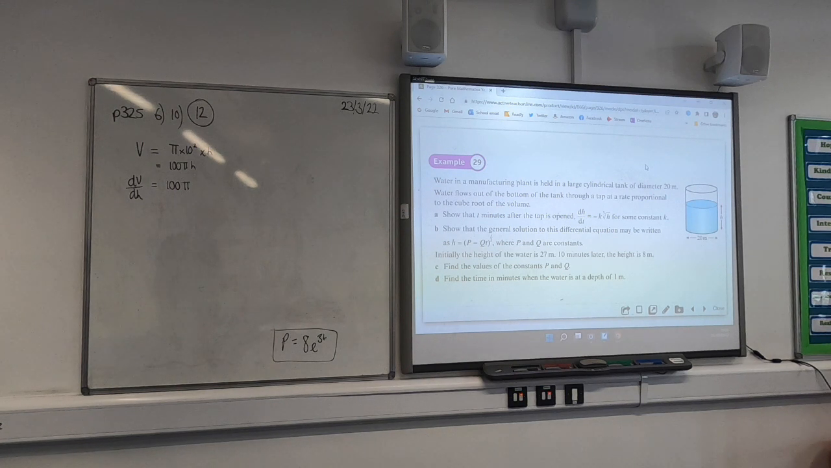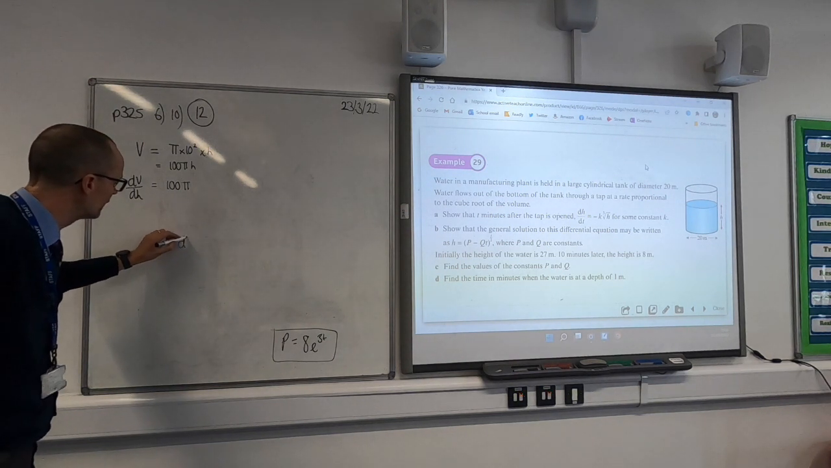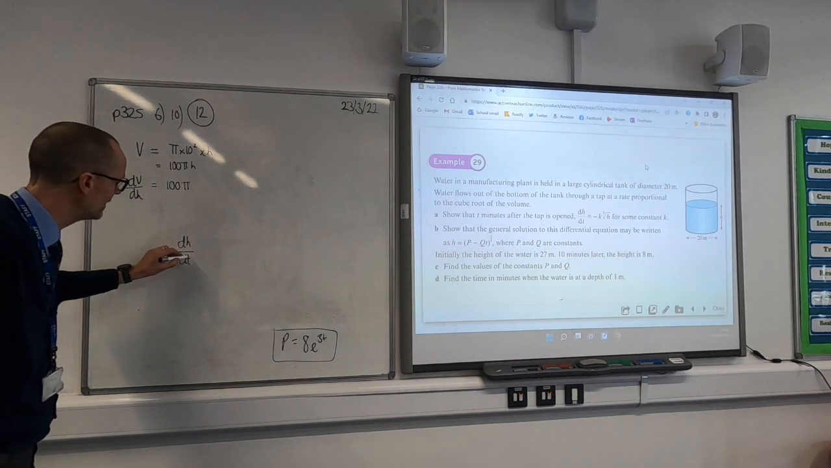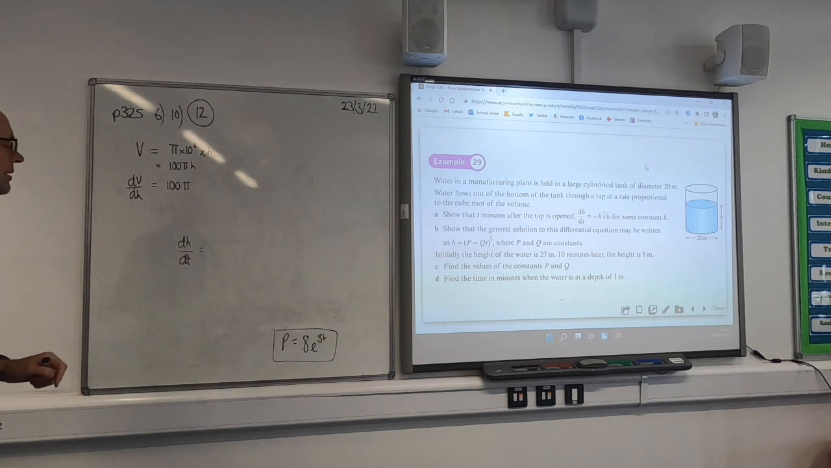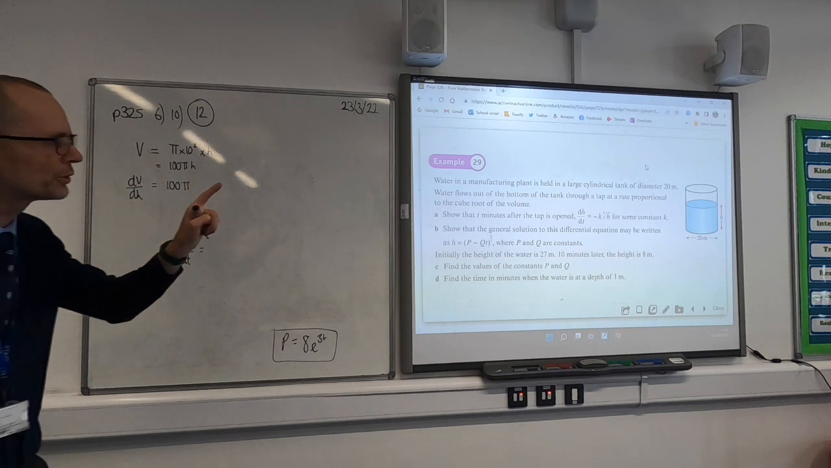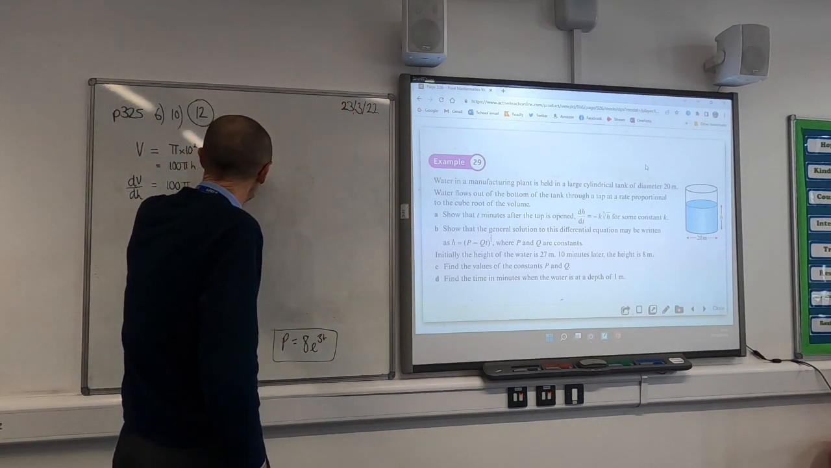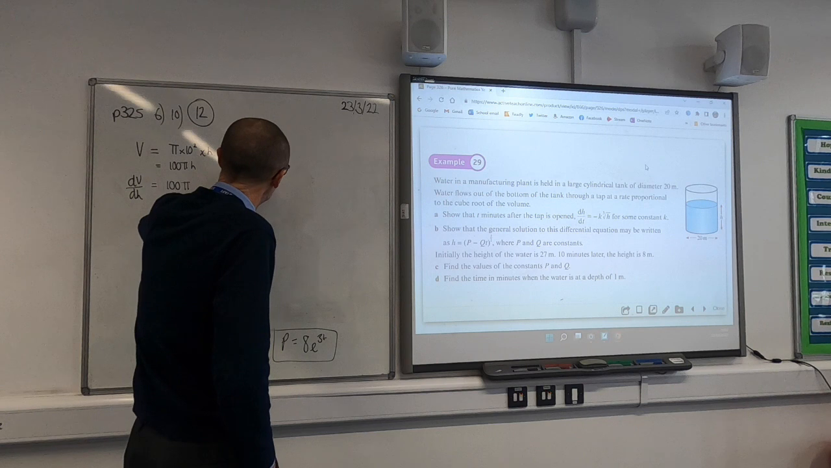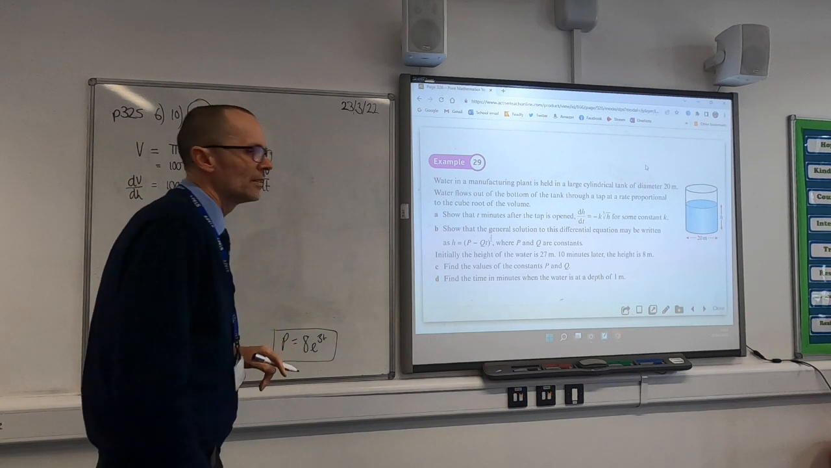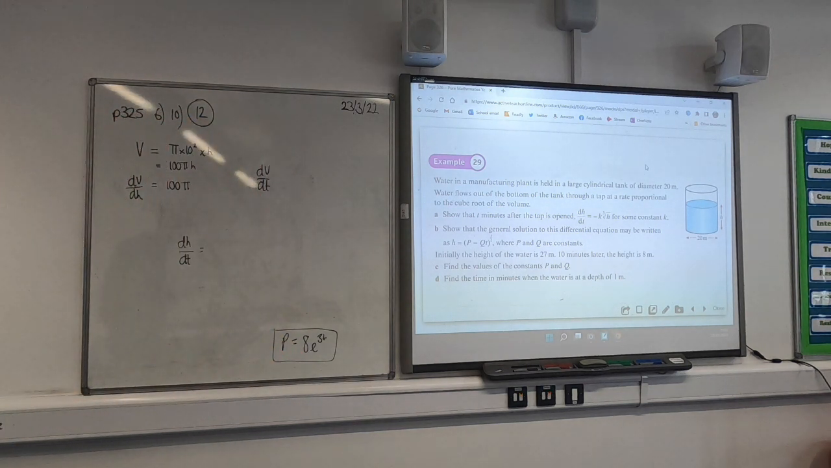Why have I done that? Well, we've got to get an expression for dh by dt, and that seemed to be a sensible place to start. We're also told water is flowing out of the bottom of the tank. So that is the rate at which water is flowing out.